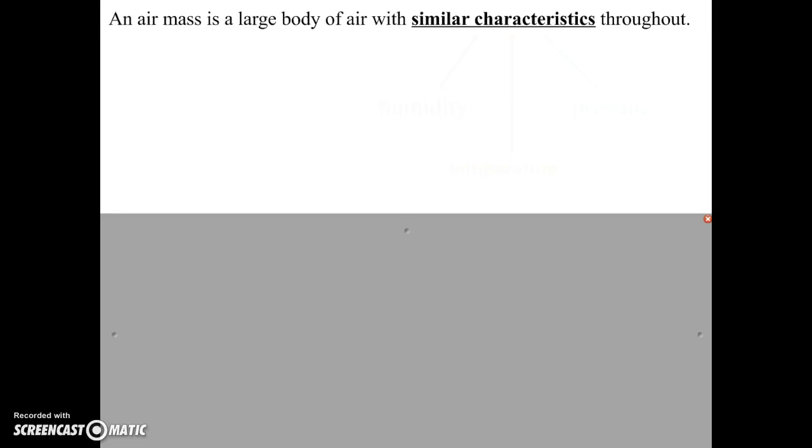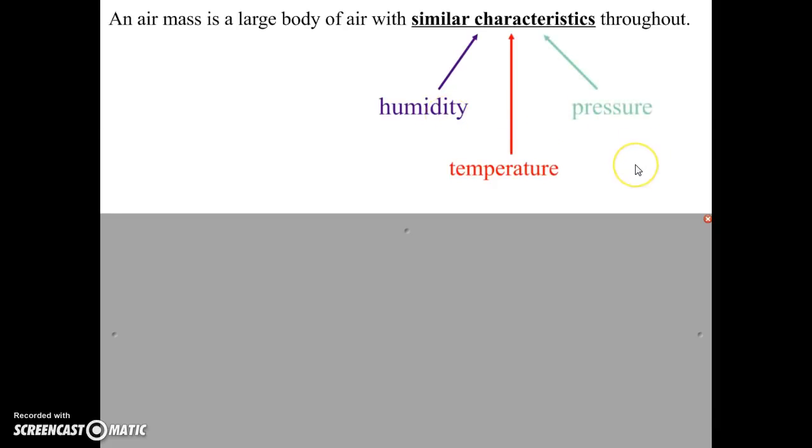So what kind of characteristics could air have? Well, there are three main ones. All of the air in an air mass will have the same approximate humidity, or amount of water vapor. All of the air in an air mass will also have the same approximate temperature. And because of varying temperatures and humidities, those will impact the pressure of the air. So you could have a very humid air mass that's very warm, and so it would therefore have low pressure.